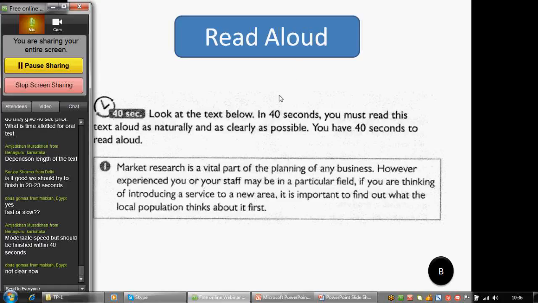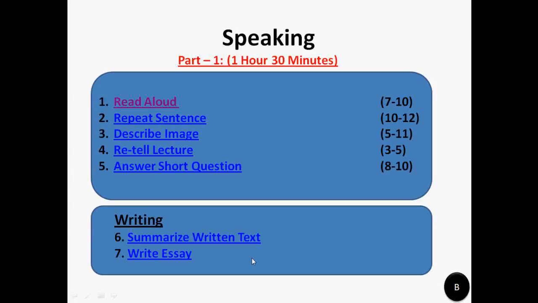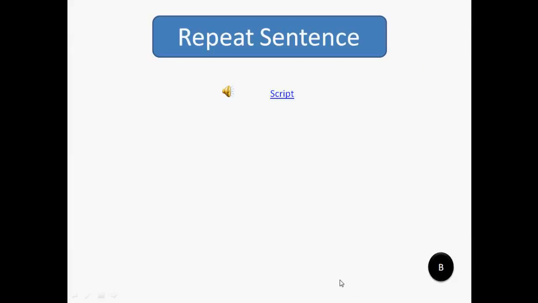Okay, so let us proceed further with the next. That is repeat sentence. Repeat sentence is the one where you hear an audio. Let me go ahead. Please listen to it.